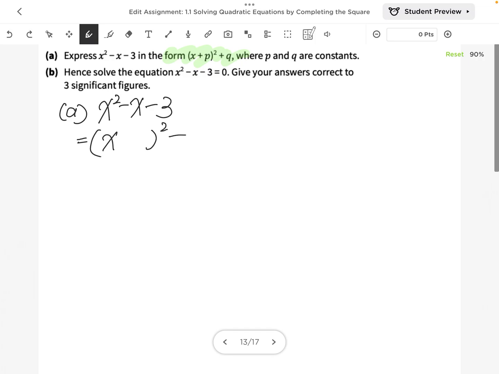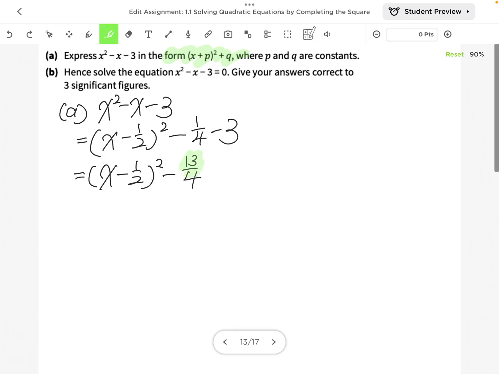The x, the square, the minus, divide by 2, you get negative half. You square negative half, you get 1 quarter, you copy the negative 3. So here what I get is (x minus half) squared minus 13 over 4. It is advisable to leave this part here as an improper fraction.